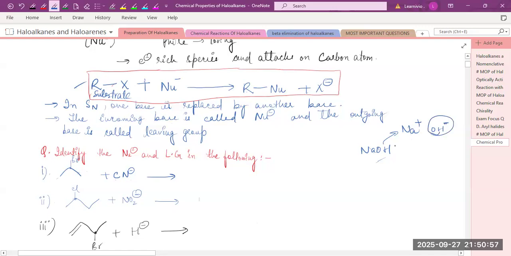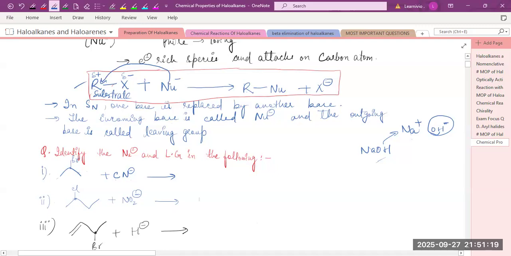So OH minus is a nucleophile because it has a negative charge, right? So this nucleophile will come and replace. See what will be the mechanism over here? This will acquire partial negative charge and this R will acquire partial positive charge. So this nucleophile is negatively charged, so this will come and attack this R group.